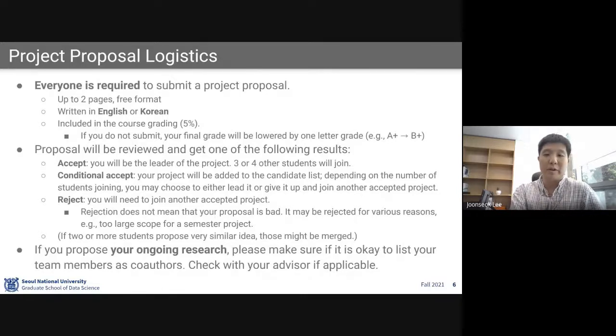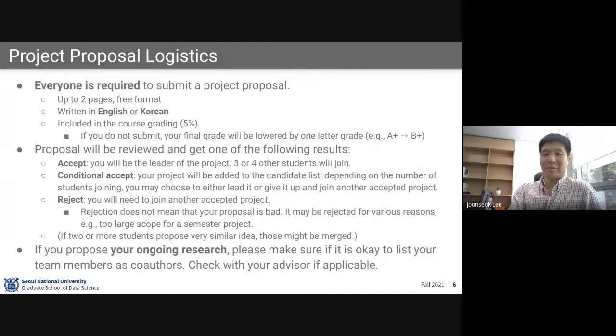And the last thing is important. Some of you may be interested in doing your own ongoing research in your lab. But please make sure that it is OK to list other team members as co-authors if we have a paper as an outcome. In some cases, your advisor may not like it because that was funded by some other funding agencies or companies, and they may not like it. So please make sure it is OK, because other students will contribute to the project, and they are entitled to be an author of that paper. So this is important. And if you are not really sure about that, please choose another topic to propose.